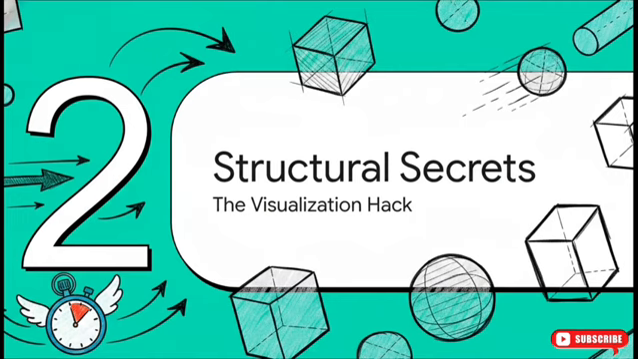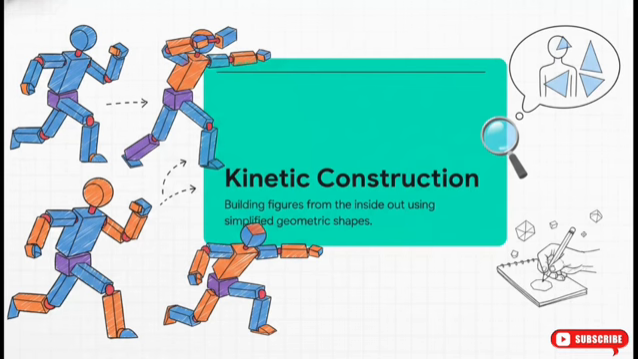Moving on to Section 2, Structural Secrets for Speed, or what I like to call the visualization hack. Okay, so if we actually want to beat that clock, we have to entirely shift away from trying to copy static references. Instead, we need to master something called kinetic construction. This is it. This is the absolute key, the ultimate visualization hack.